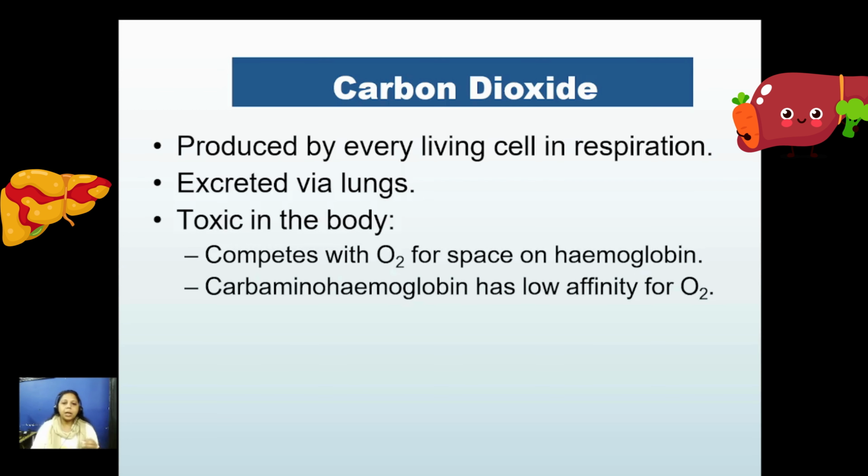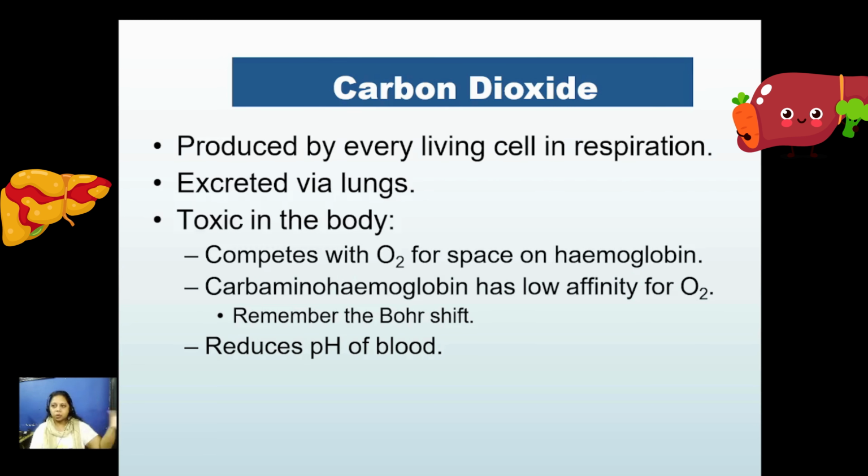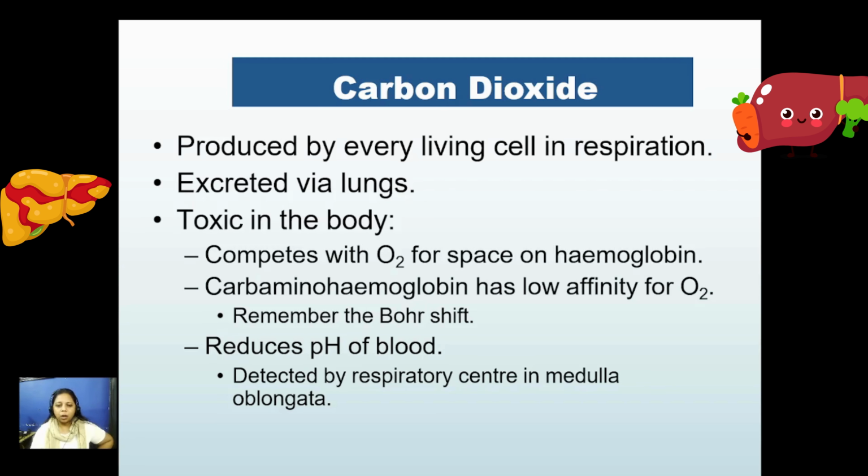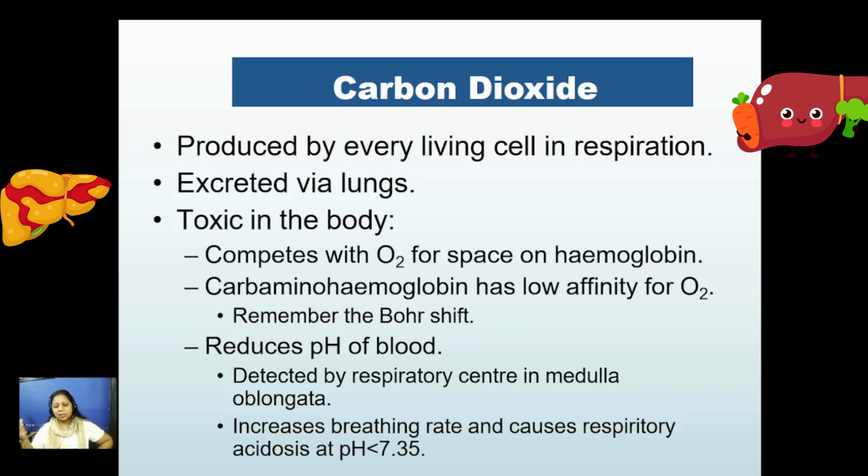So carbaminohemoglobin has low affinity for oxygen, so it's a Bohr shift. We'll discuss the Bohr shift in some other video. It reduces the pH of blood, but the blood pH is around 7.3 to 7.4, it's buffered, and it needs to be maintained. If not, then there are many diseases or adverse effects in our body. One of them is acidosis, in which the breathing rate increases a lot, because when we breathe in more, we are actually breathing in the oxygen, so it increases the breathing rate.